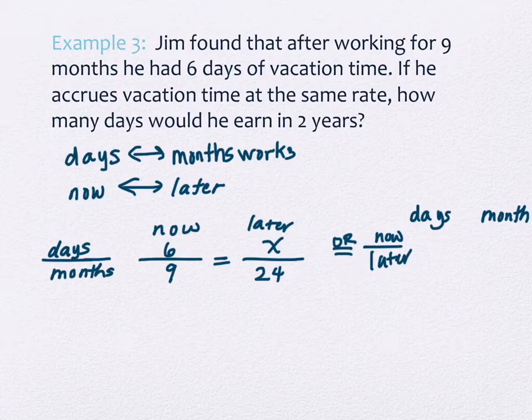So if I set it up like this, the number of days he has now is 6. The number of days he has later, I don't know. The number of months he's worked now is 9. The number of months he will have worked later is 24.